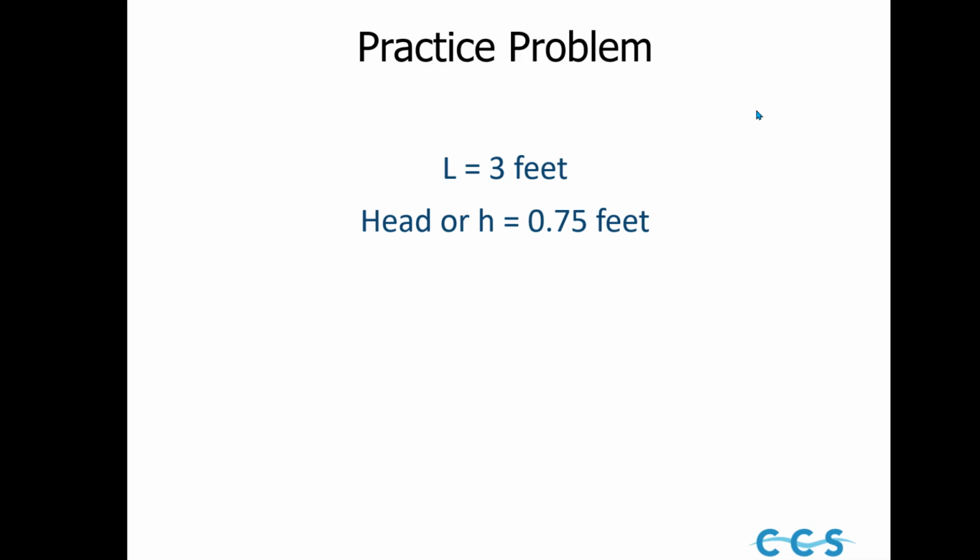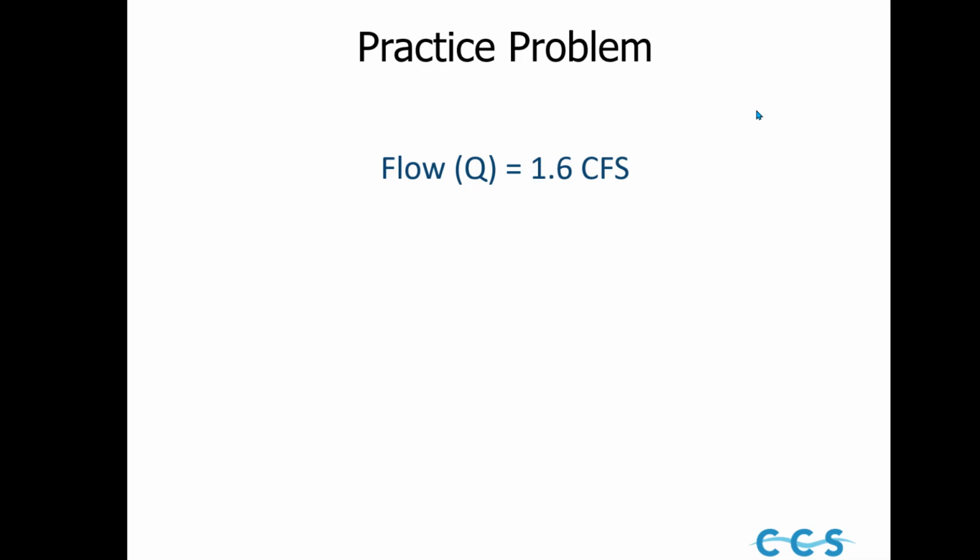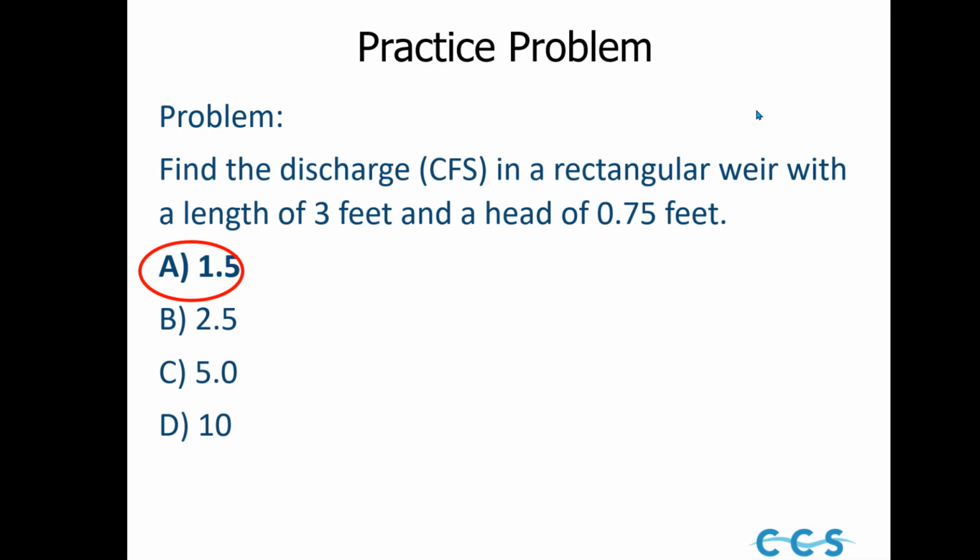L equals 3 feet. The head, or H, is 0.75 feet. Now we can just plug that right into the equation to find the discharge Q. So we've got 3.33, that was the coefficient, times 3 feet L, times 0.75, remember, raised to the 3/2. So not just 0.75 for the head, we also need to raise it to that 3/2 power. And the answer we get is Q equals 1.622 CFS. So we can deduce that the flow Q is 1.6 CFS.